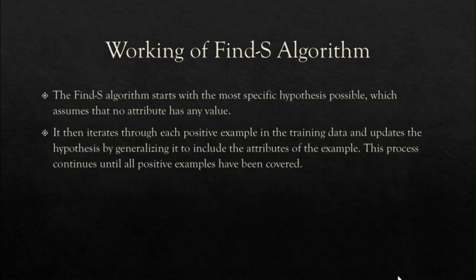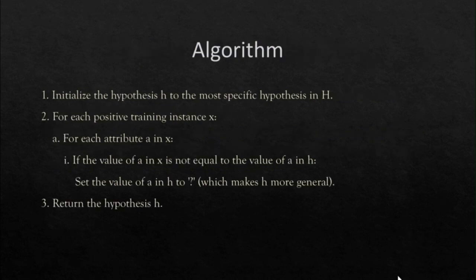So coming to the working, the Finder's algorithm starts with the most specific hypothesis possible, which assumes that no attribute has any value. It then iterates through each positive example in the training data and updates the hypothesis by generalizing it to include the attribute of the example. This process continues until all positive examples have been covered. So this is the algorithm.